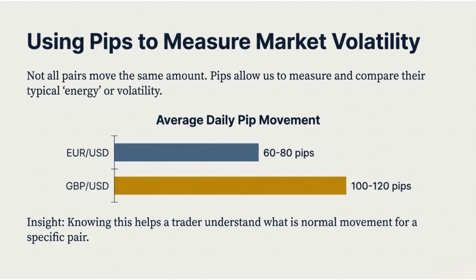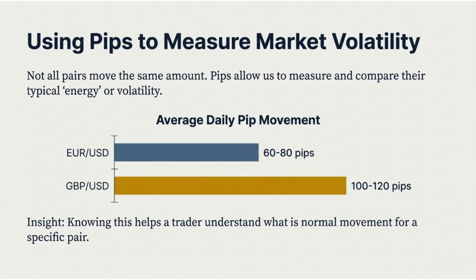So if I know I'm a more risk-averse trader, maybe someone who wants to hold a position for several days, I might favor the EUR-USD's lower daily pip movement. It gives me a wider buffer before hitting some kind of extreme. Exactly that. Pips become the objective benchmark for risk assessment and for pair selection.